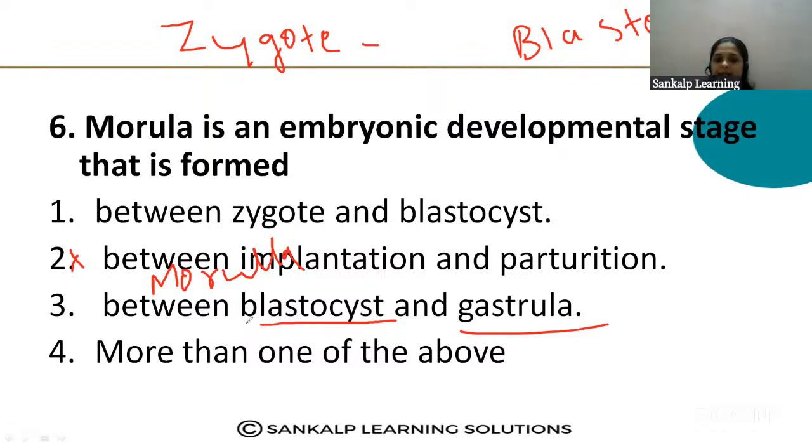So you can say that the third option is also not correct, and more than one of the above is not the correct one. So which is the correct answer for the sixth question? That is the first one. Between the zygote and blastocyst. Yes.